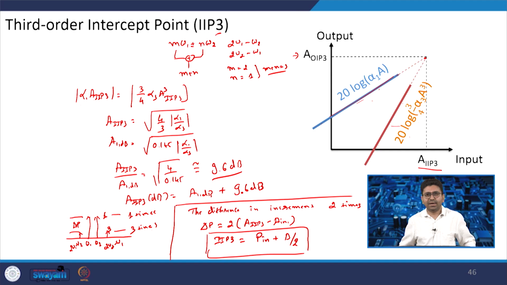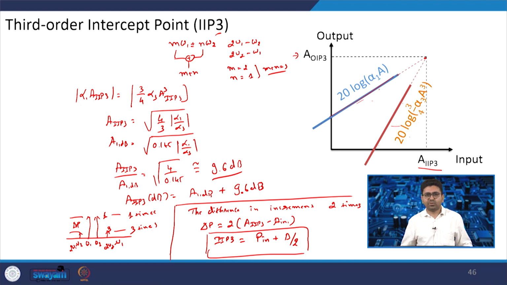Welcome to the course RF transceiver design. We are discussing the non-linearity in RF systems, and we are at module 2, lecture 13. So, we will discuss non-linearity in RF transceiver design.